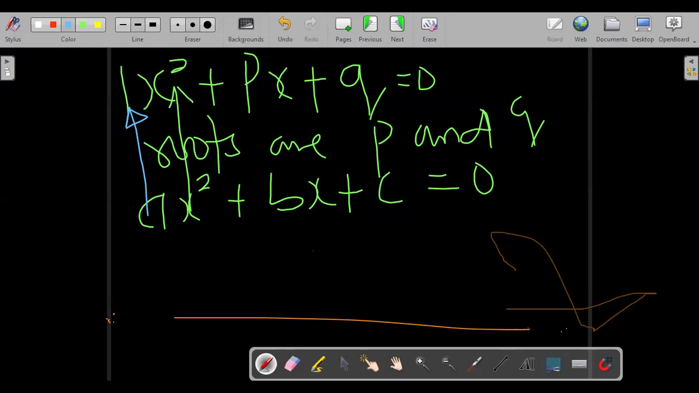And if you compare the last value, which is c, the value without x, our c is q. Okay, so from that, we can now determine the values of p and q. They ask us from the equation.